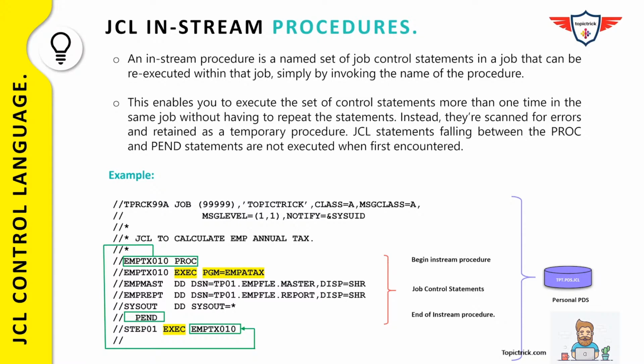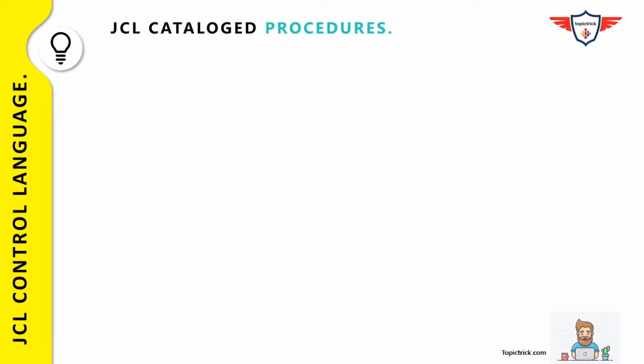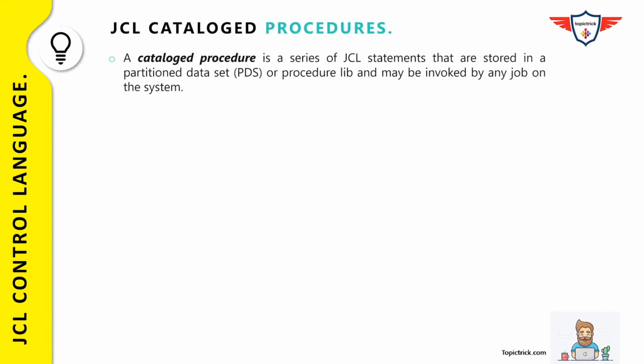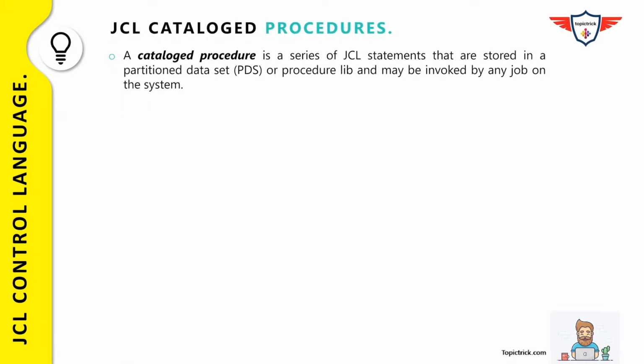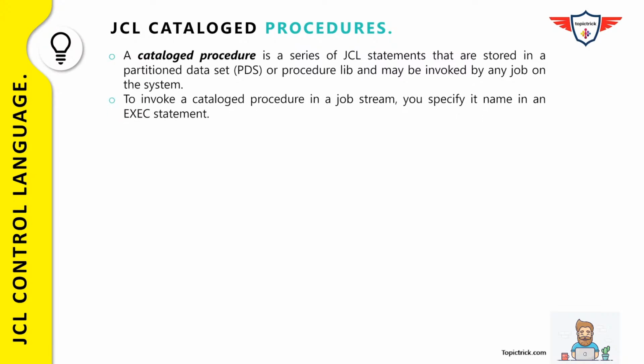Now let's talk about the catalog procedures. A catalog procedure is a series of JCL statements that are stored in a partitioned dataset or a proc library. Catalog procedures can be invoked by any JCL on the system. However, if you're using an in-stream procedure, then that procedure can be invoked only from the JCL in which it is defined. So that's a basic difference between an in-stream proc and a catalog procedure.